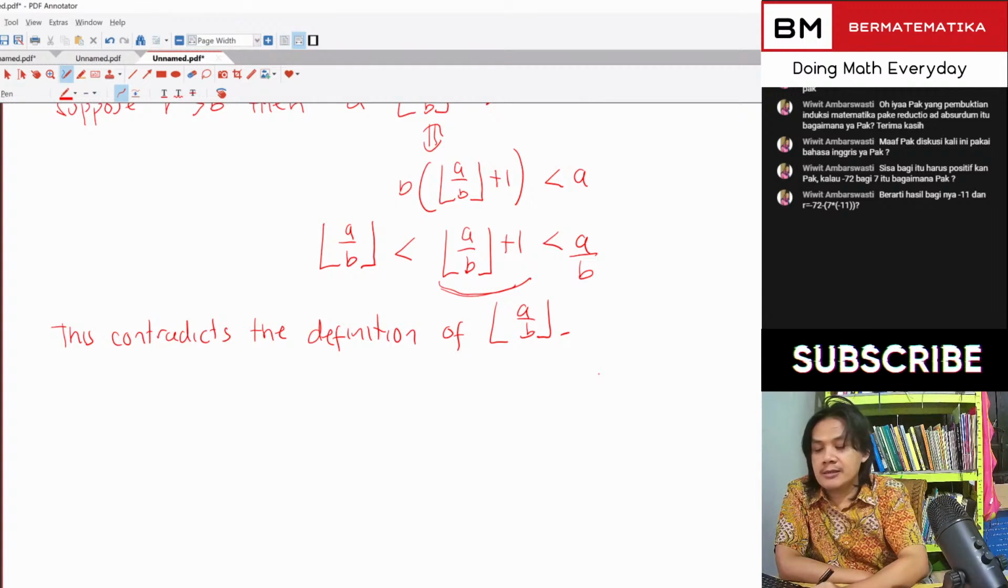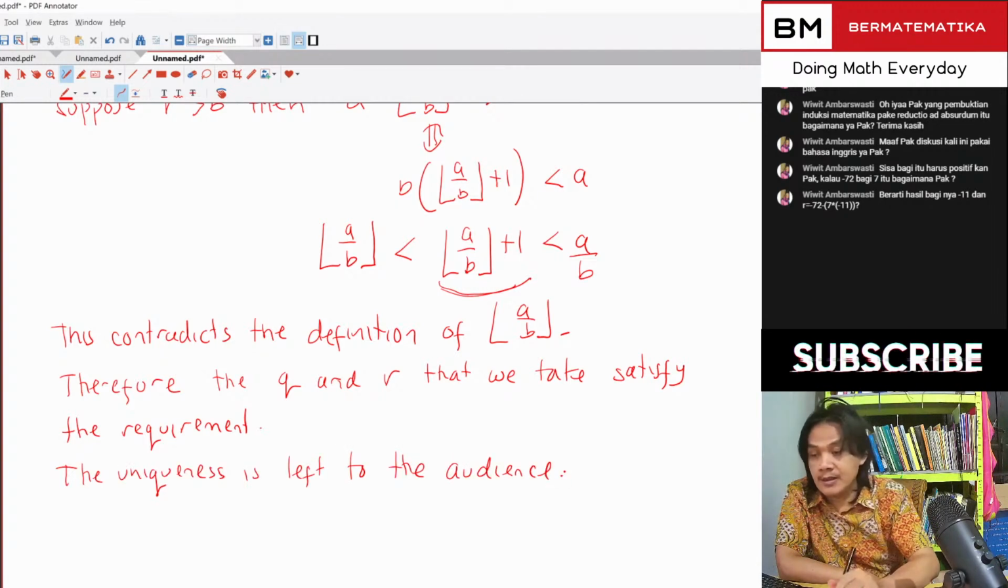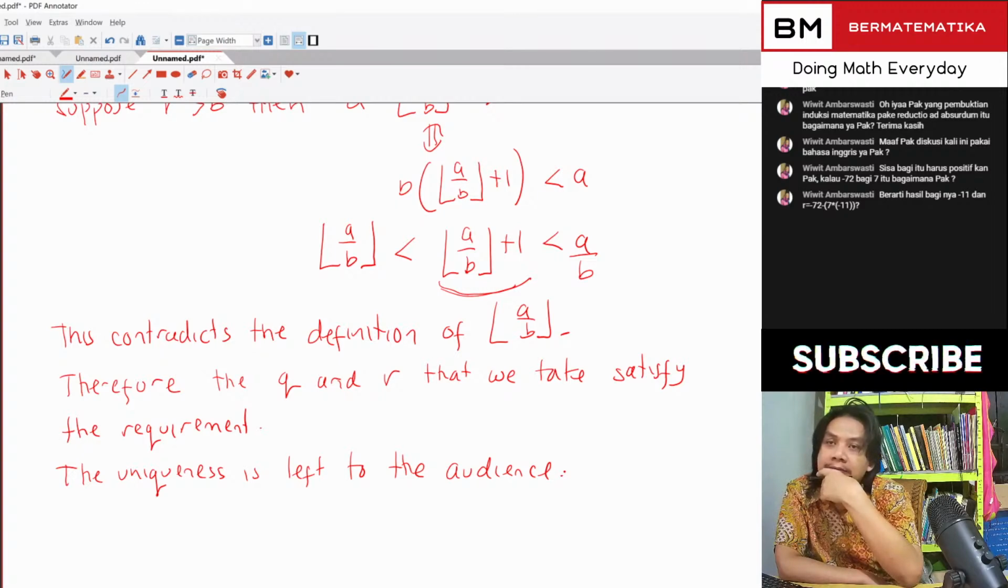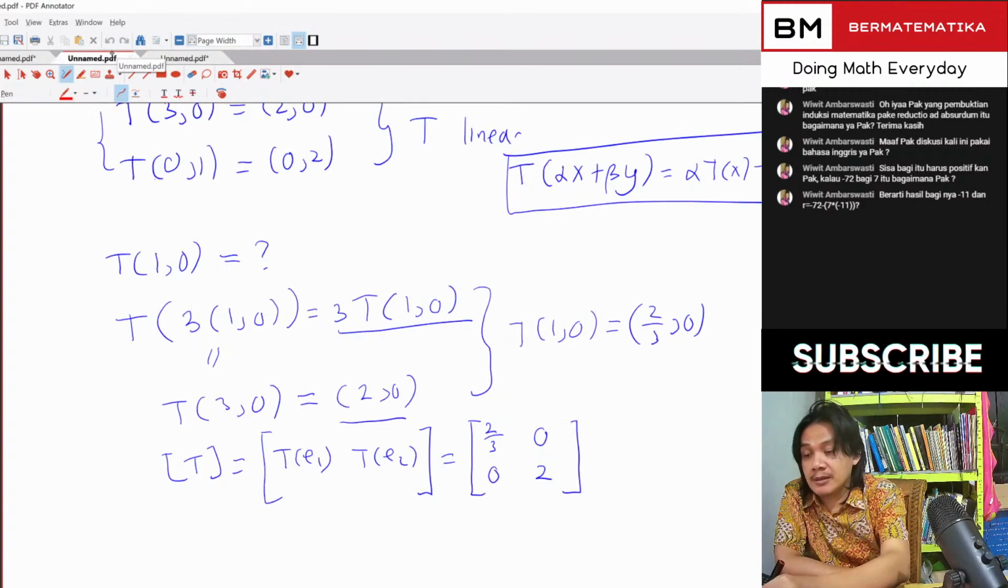And the uniqueness is left to the reader? No, I don't know. Okay. So that's the division algorithm. Well, actually, it's not algorithm yet. That's just a division theorem, something like that.